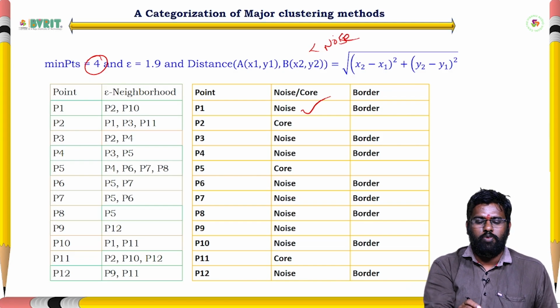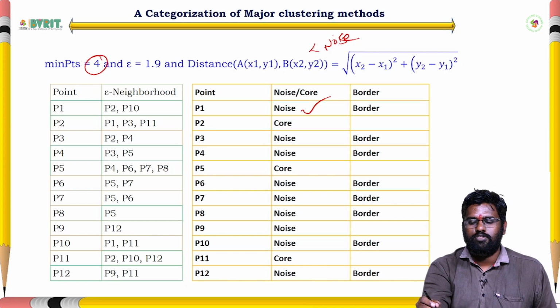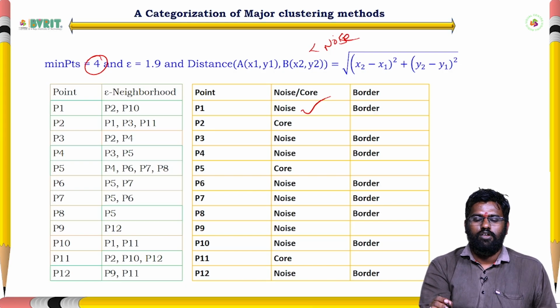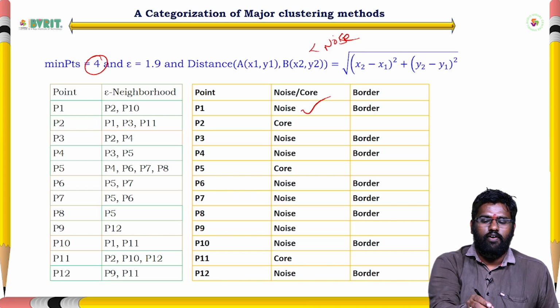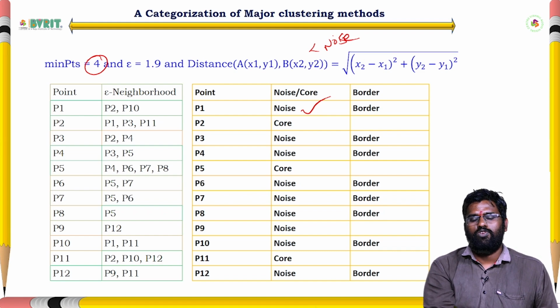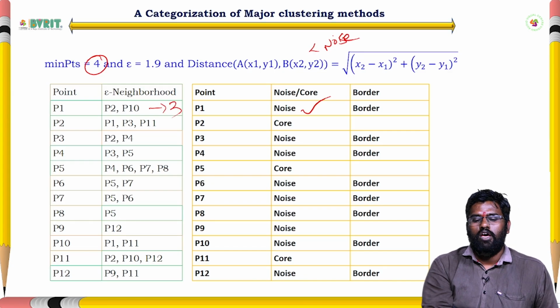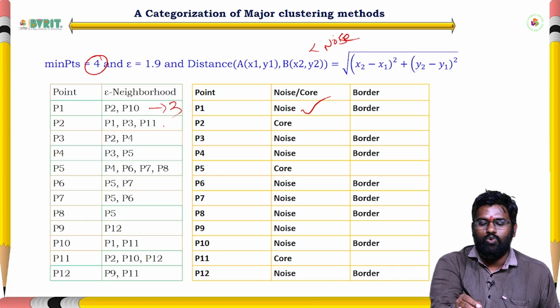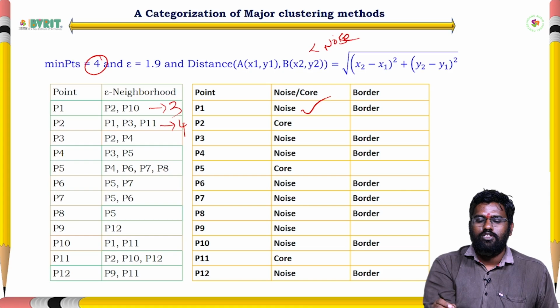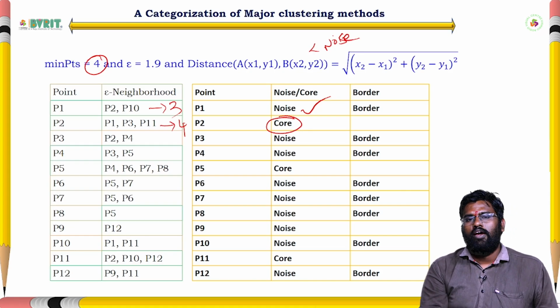Next one, P2. P2 also contains fewer than the minimum points. But see here, by including that particular P1, observe this one, P1 gives 3 points. Here, by including P2, you have 4 points. So it reaches the minimum points, that's why it is called a core value. We compulsorily need to include that point also in our example.